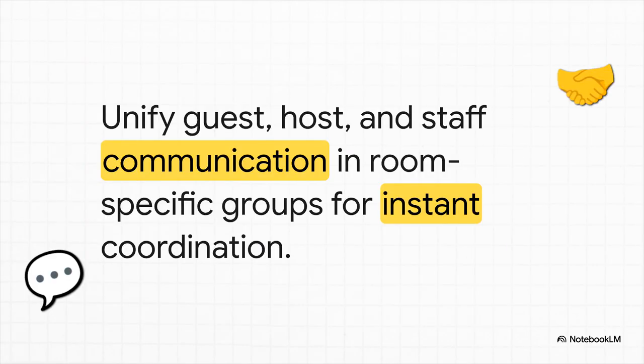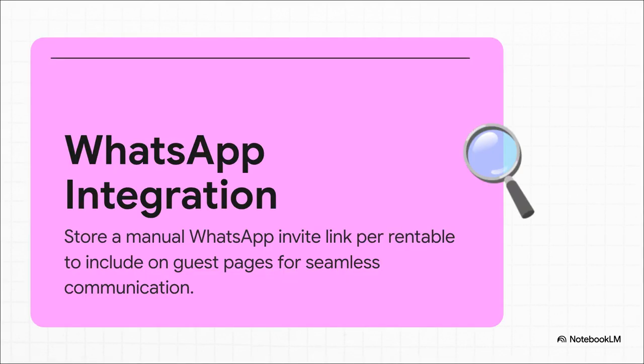All right, next up, communication. This is such a big deal. Instead of messages flying all over the place, you get to unify all communication for a booking into one single, dedicated WhatsApp group. And the way it does this is just simple genius. For each room, you just create a WhatsApp group one time and save the invite link in Host Hustle. That's it. From then on, that link automatically shows up on every guest's welcome page for that room. They just click it, and boom, they're in a private chat with you and any staff members you've included. It is so streamlined and so efficient.